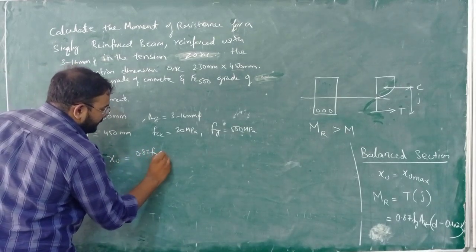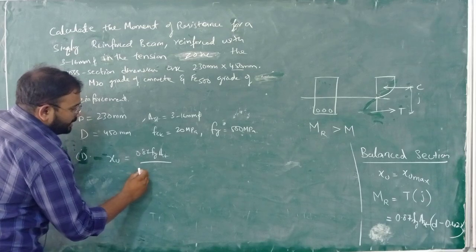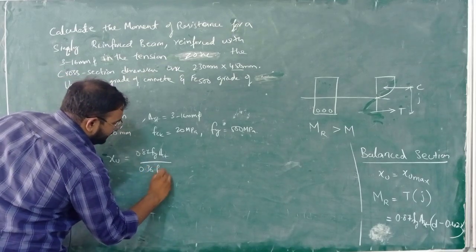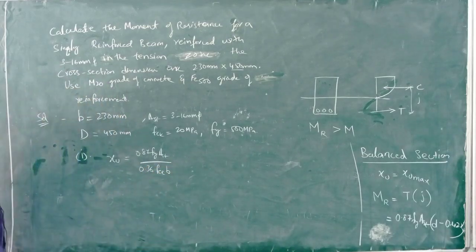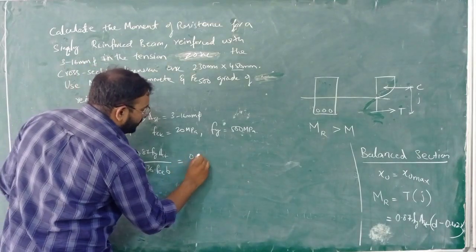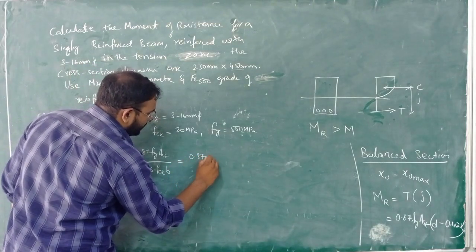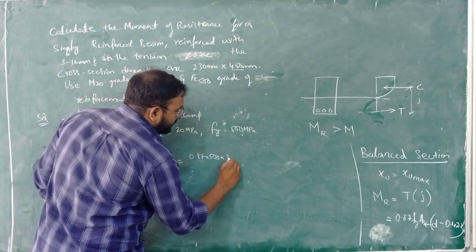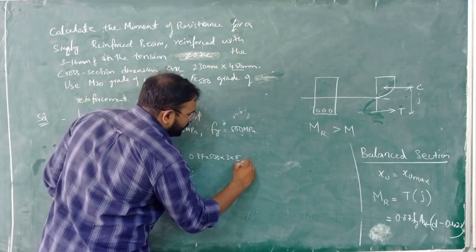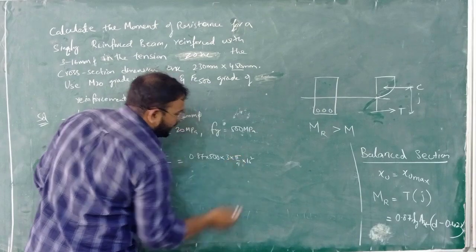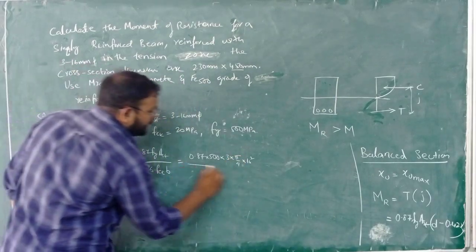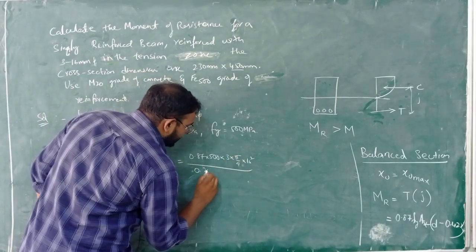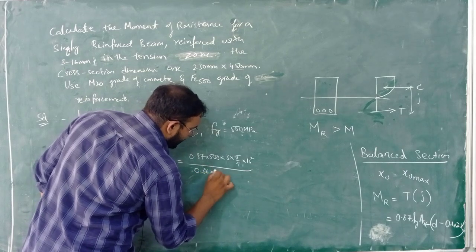450 mm. Now next, you are also given the area of reinforcement, right? You have 3 bars of 16 mm diameter, Ast, area of steel in tension. Next you have fck, which is 20 MPa, comma, fy, which is 500 MPa.